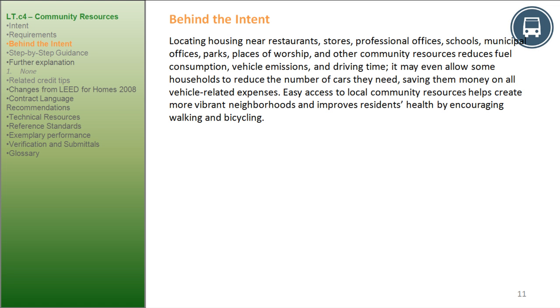Behind the intent: locating housing near restaurants, stores, professional offices, schools, municipal offices, parks, places of worship, and other community resources reduces fuel consumption, vehicle emissions, and driving time. It may even allow some households to reduce the number of cars they need, saving them money on all vehicle-related expenses. Easy access to local community resources helps create more vibrant neighborhoods and improves residents' health by encouraging walking and bicycling.